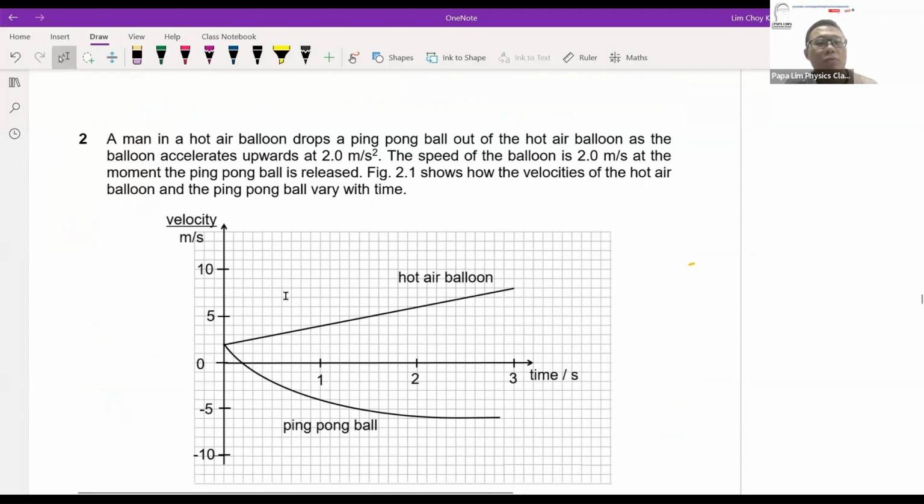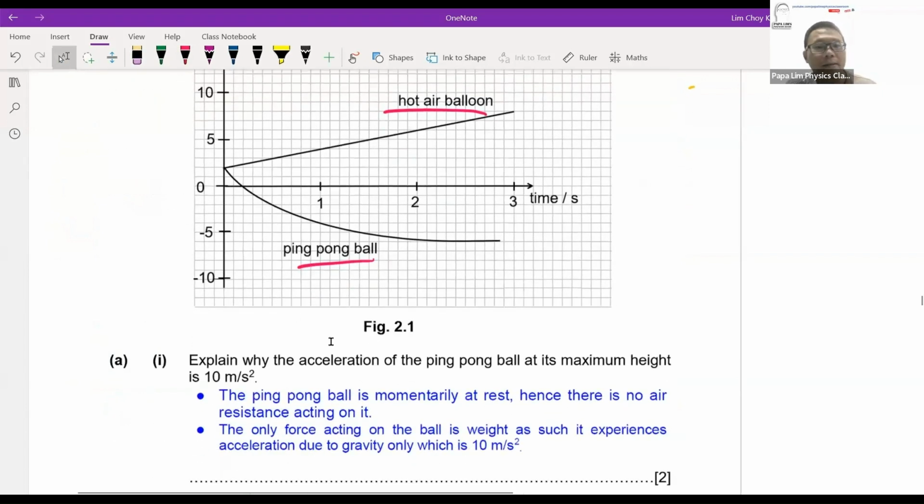Now for question 2 here, we actually have a velocity time graph again, but now we are looking at two particular objects. We have the hot air balloon and we have the ping pong ball. Now the ping pong ball was released at 2 meters per second. Now what happened here? The question asks, acceleration of the ball is maximum at its height.